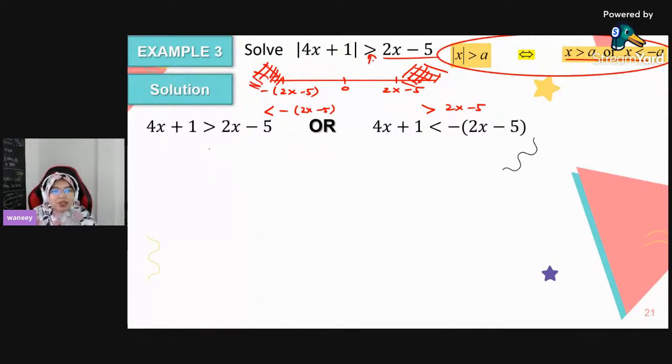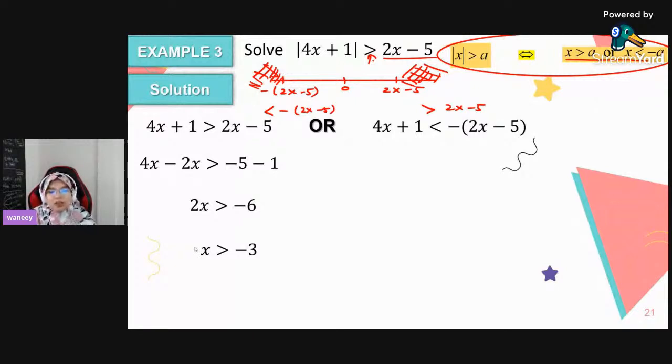Okay, so now we should solve them one by one. So solving the left hand side first. So bring all the x to the left and then make x the subject. So we got 4x minus 2x greater than -5, -1. So 2x greater than -6. x will be greater than -3.